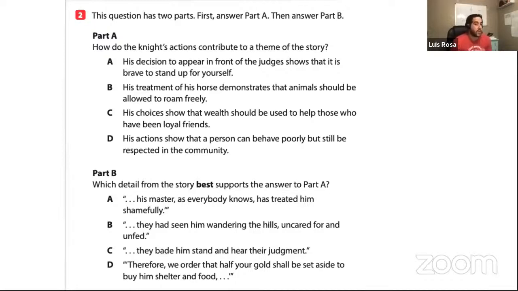You guys are geniuses because you guys keep getting them all correct. Right, the correct answer was D. Therefore, we order that half of your gold shall be set aside to buy him shelter and food. Look, they didn't even take all of his money. They just said, you're going to have half of your money, and that half of your money is going to be used to take care of your horse because that horse saved that guy's life. When he went into battles, he didn't walk back home. He didn't run back home. That horse carried him back home. So he deserved to have some justice. Even the horse got justice in this story.